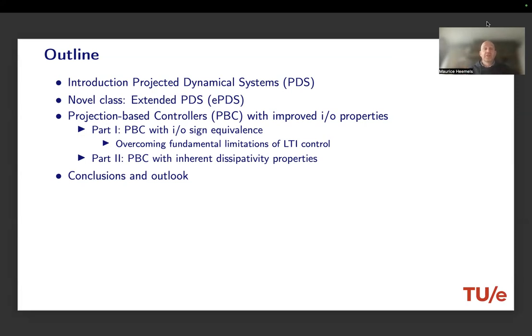After that, I will talk about an extension of these PDS, an extension of this classical definition, that I called, not very originally, extended PDS. That is needed in order to study systems that have both a plant part and a control part. That's going to be very important to study the projection-based controllers that I'm interested in for the remainder of this talk.